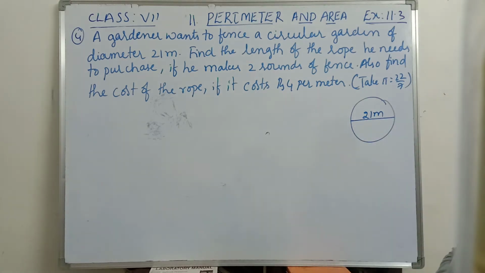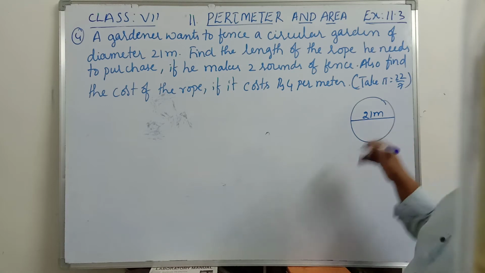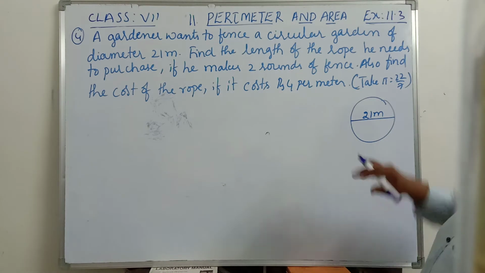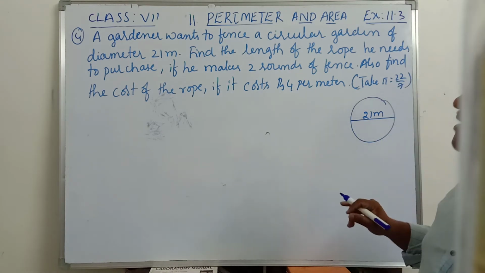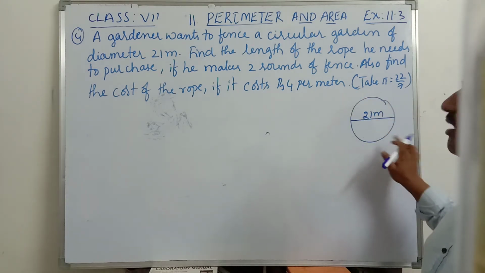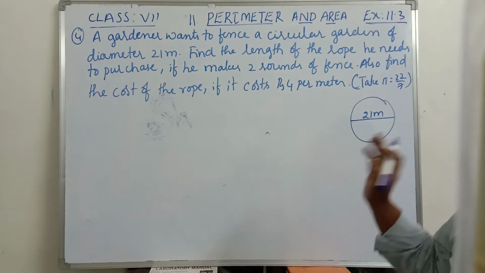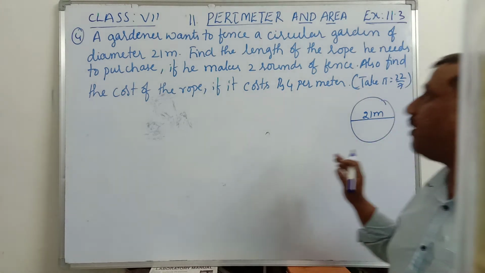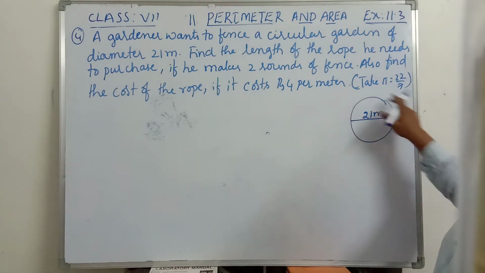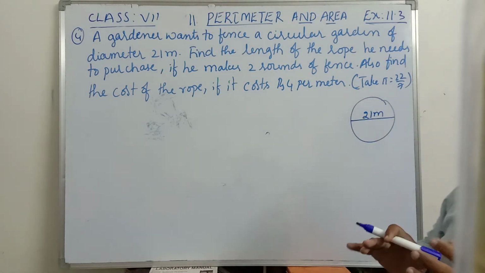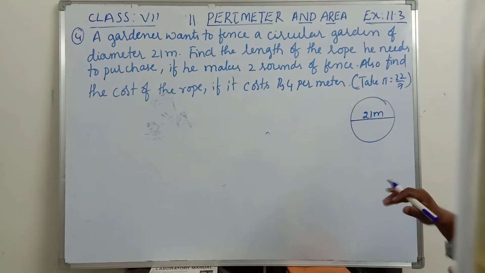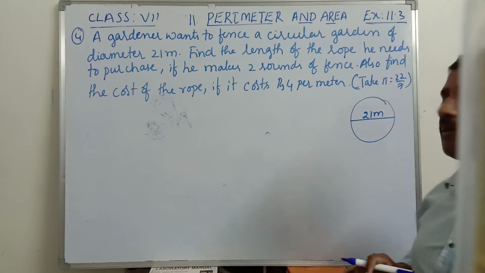Then how much will be the radius? Yes, the radius will be half of the diameter. Find the length of the rope he needs to purchase. So he wanted to fence around this circular garden, so he wanted to purchase a rope. How much does he have to pay if he makes 2 rounds of fence? Also find the cost of the rope if it costs rupees 4 per meter.